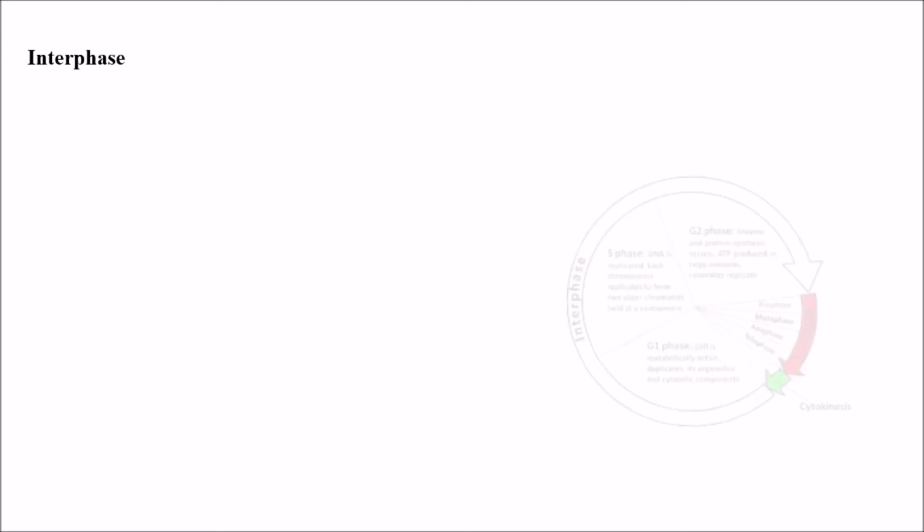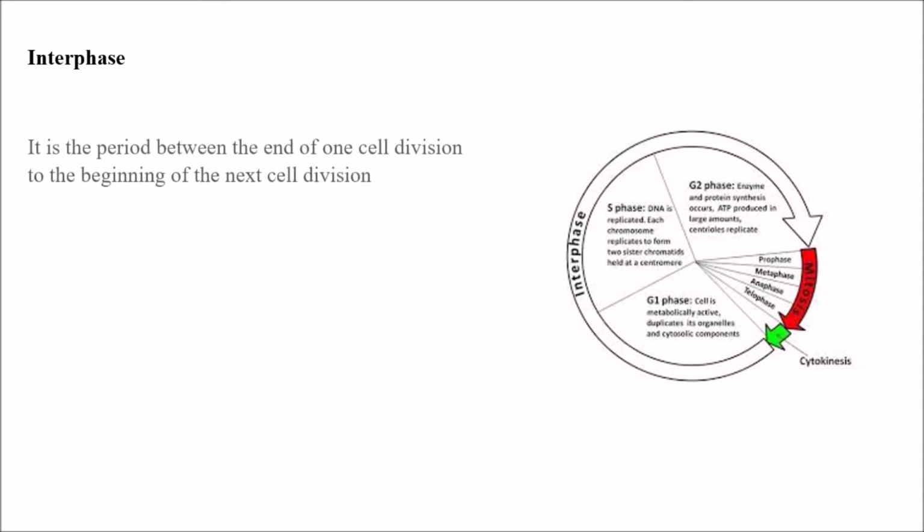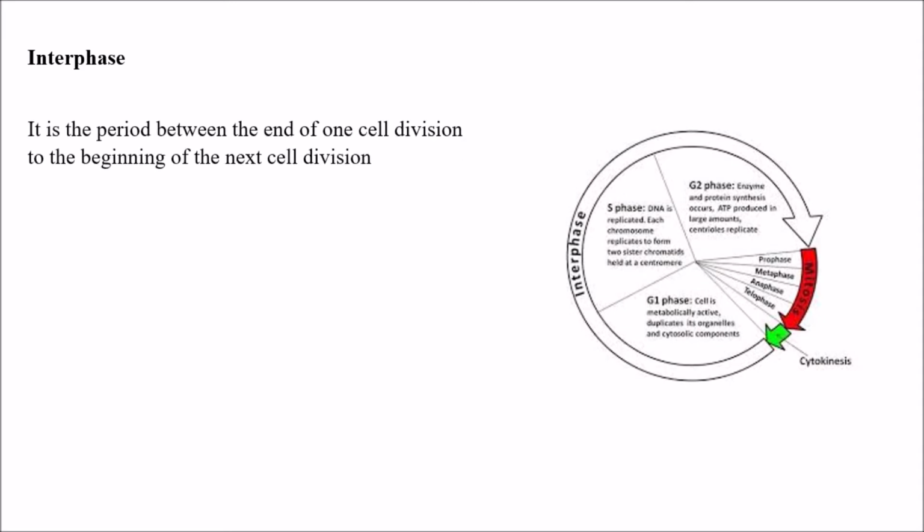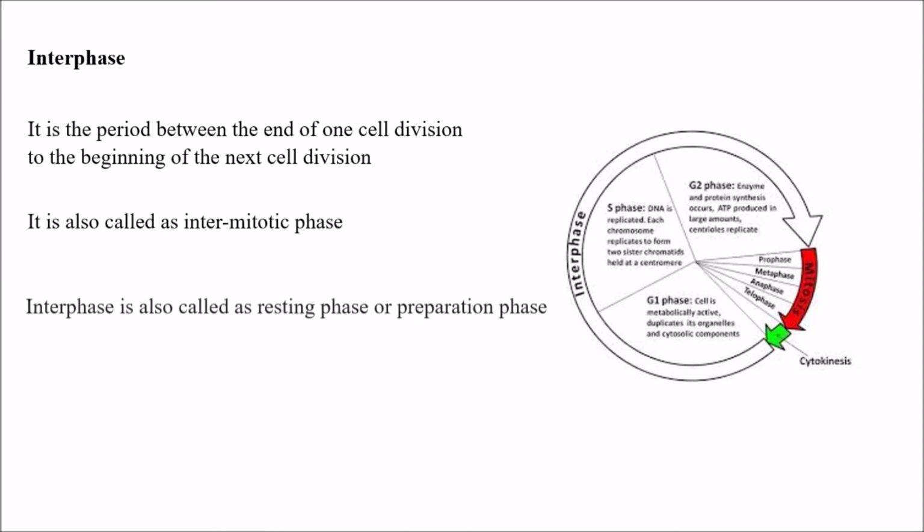And coming to interphase, what is interphase? Interphase is the period between the end of one cell division and the beginning of the next cell division. The time between the closing of one division and the start of the next is called interphase. It is also called the inter-mitotic phase, or sometimes the resting phase or preparation phase.